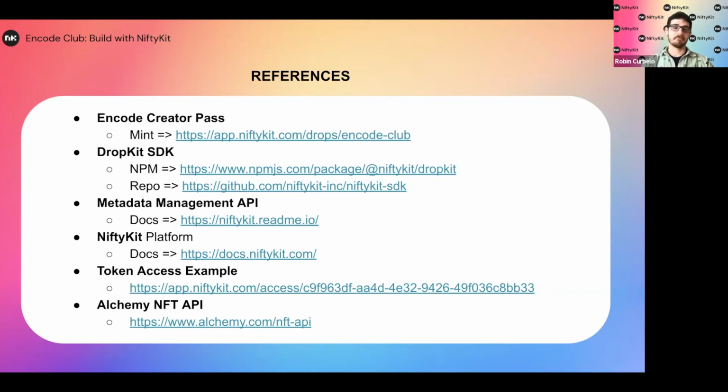metadata of your NFT. The NiftyKit platform documentation itself, and this is a token access example that we created using basically the same Encode Creator Pass. So in order for you to see the content that's behind this token gate, you need to own an Encode Creator Pass. And lastly, if you want to go ahead with token gating, you can use our SDK, but you can also use the Alchemy NFT API. So we highly recommend Alchemy.